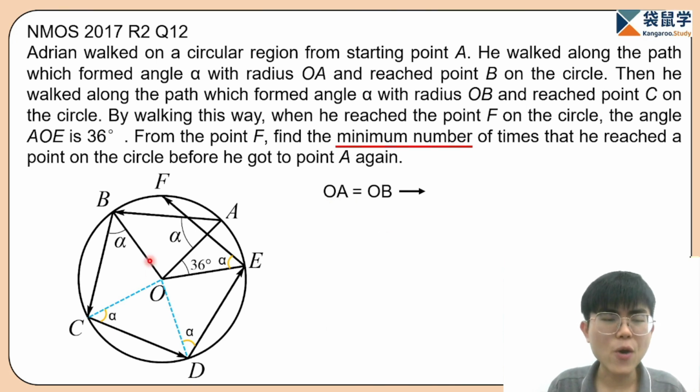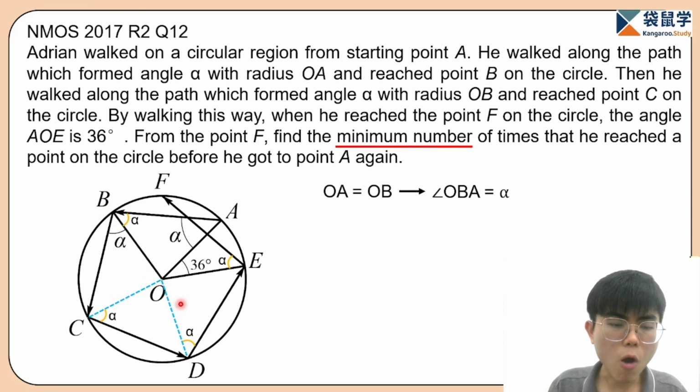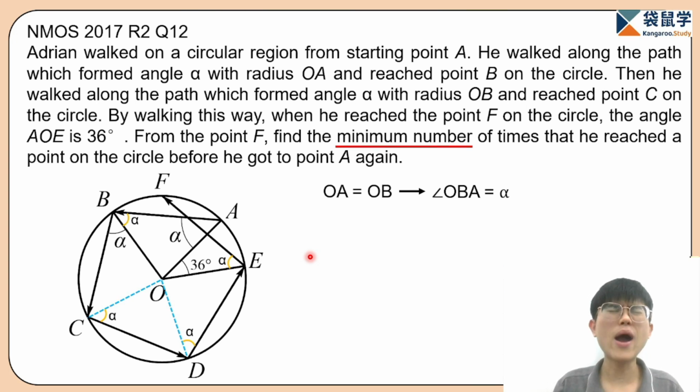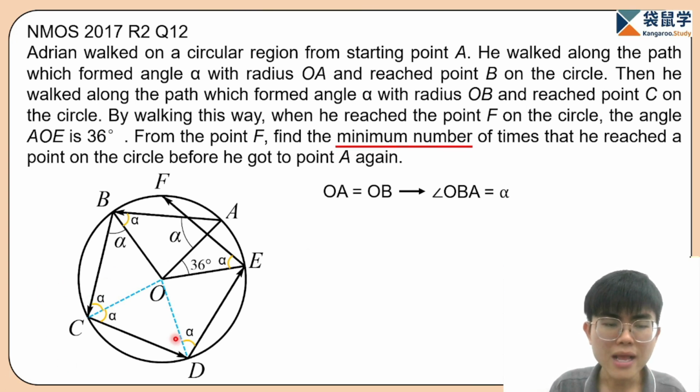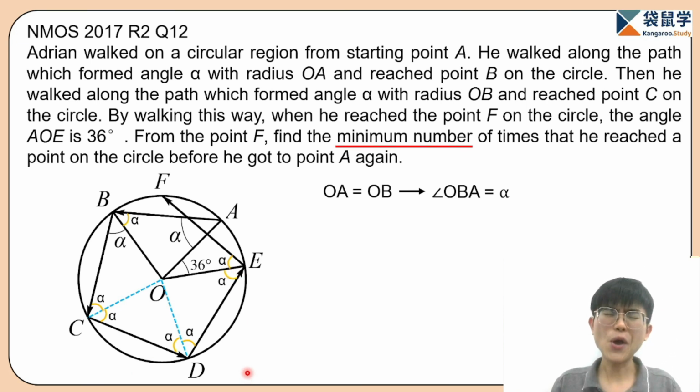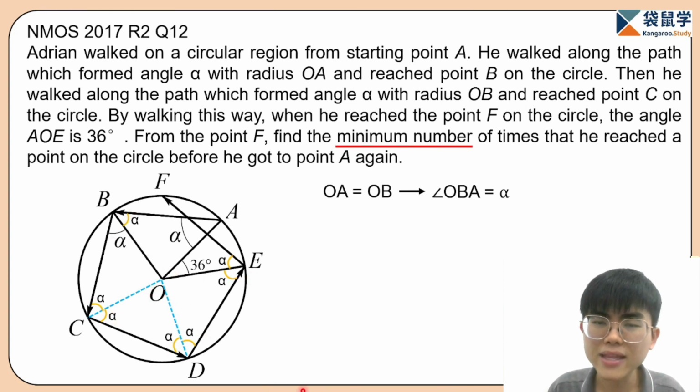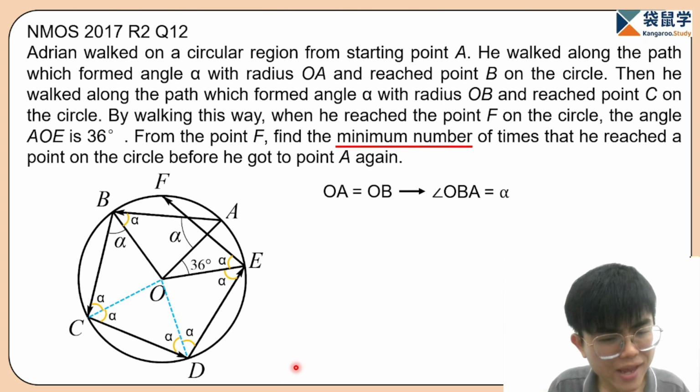So if OA is equal to OB, what can we say about the angle over here, OBA? It should also be alpha, right? This part is also alpha. And everyone can see that OB, OC, OD, and OE, all of them are also the radius, right? So we can say that this part is also alpha. This part is also alpha. This part is also alpha. So everyone, in this case, we know that all of these triangles, what can we say about them? They are the same triangle, right?